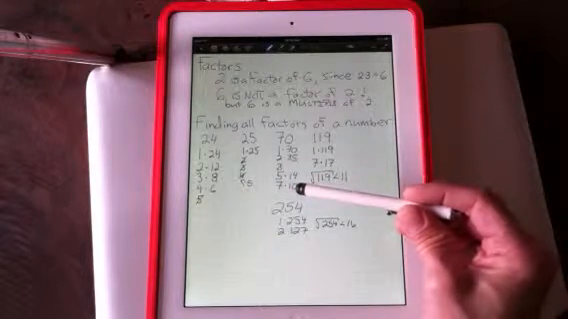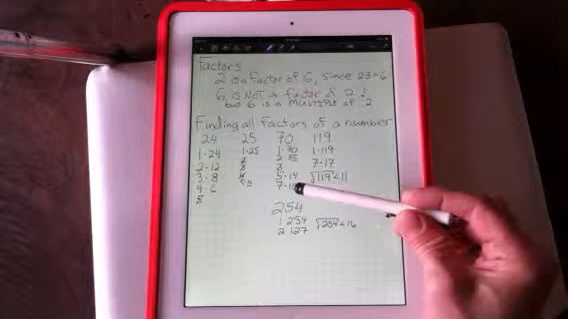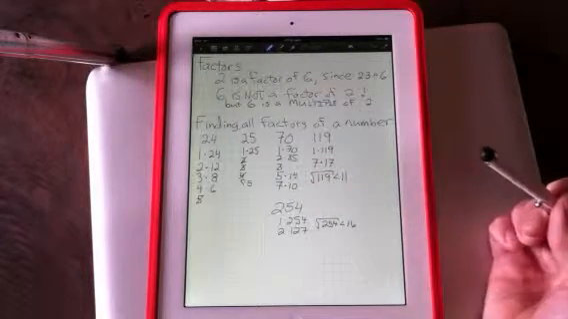10 would be the next number to check, which I already have as a result of dividing 7 in, so I have a repeat, so I'm done.